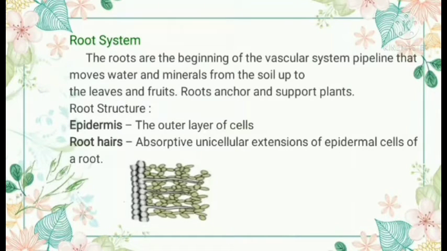Root system. The root system is the beginning of the vascular system, a pipeline that moves water and minerals from the soil up to the leaves and fruits. Roots anchor and support plants. Root structure has two types: epidermis and root hair. The outer layer of cells is called the epidermis, while the absorptive, unicellular extensions of the epidermal cells of a root are the root hairs.